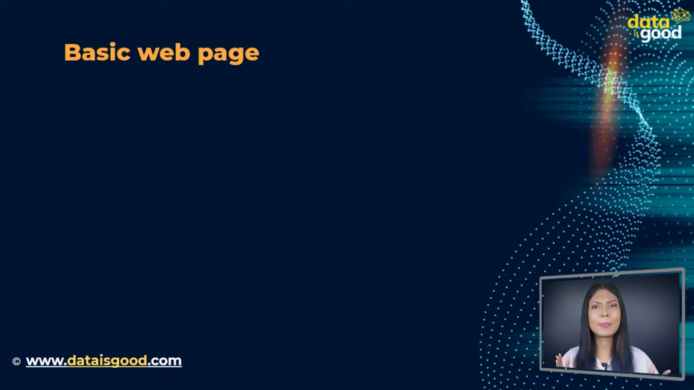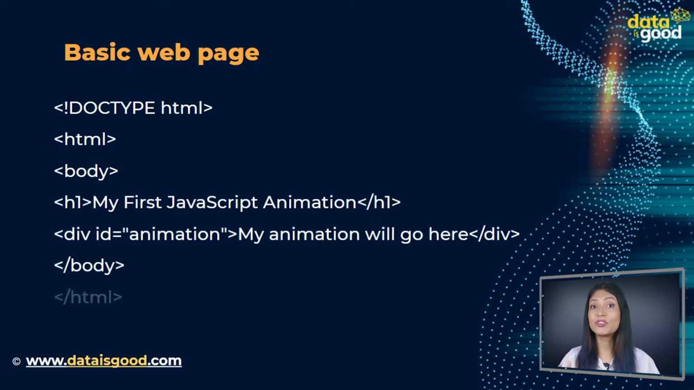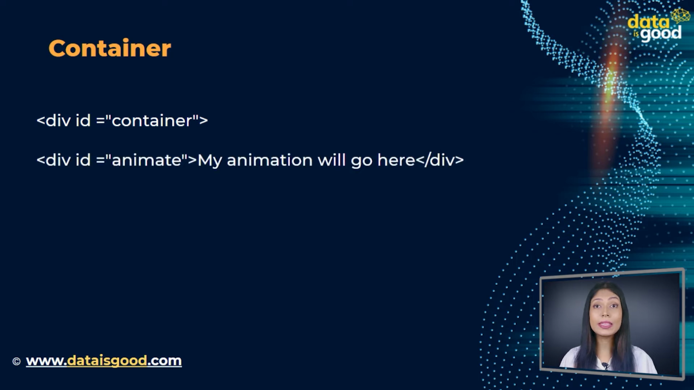So this is the basic web page in which we are going to add the animation. In this example, we just have created a div and we will do the animation there. We can create a container like this. Here, all the elements should be relative to a container.